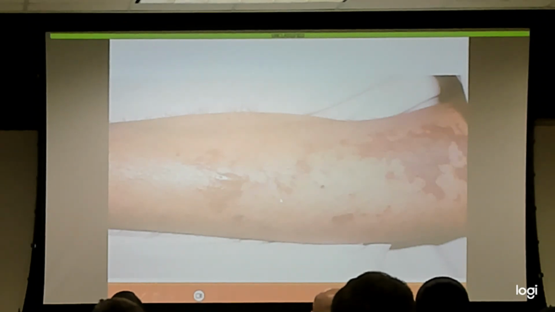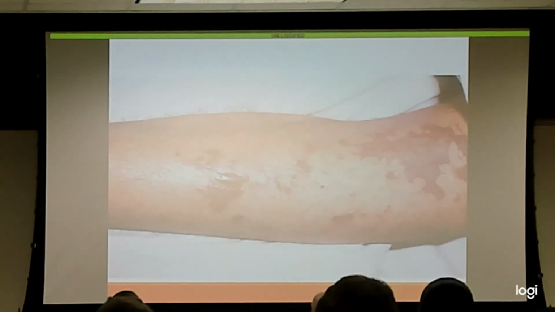Okay, you guys haven't done derm yet, so this is probably what we would call a patch. It's greater than 1 centimeter, and it's slightly flat. This over here is what we would probably call a macule. It's less than 1 centimeter, and it's flat.